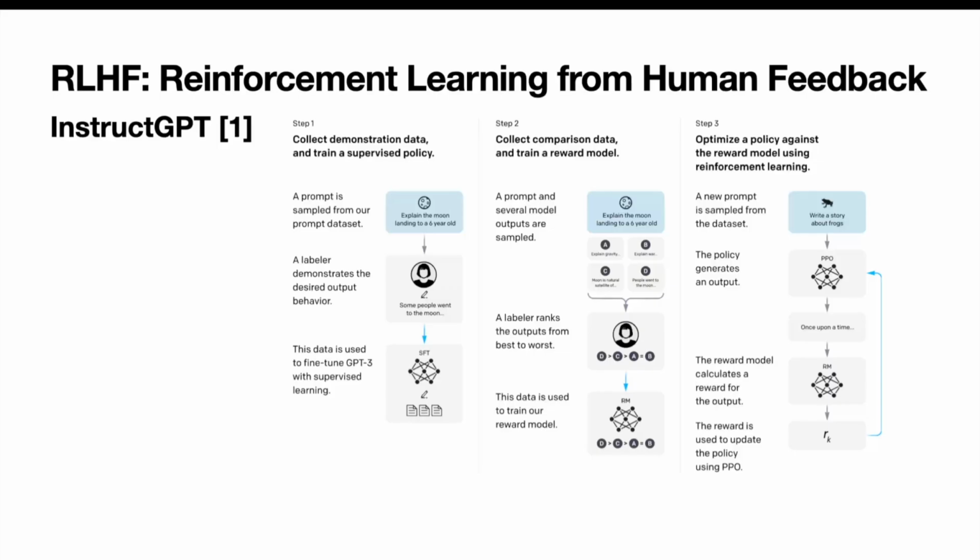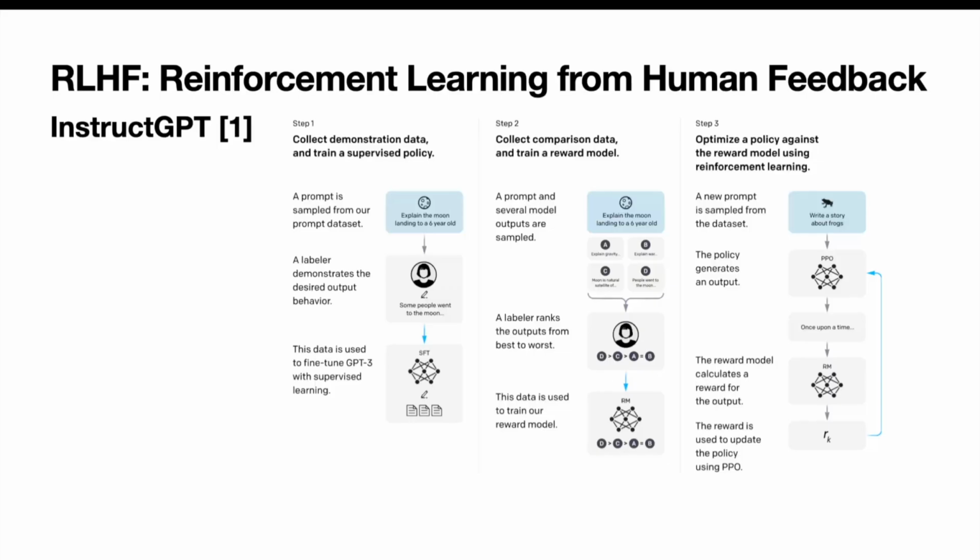The second stage is reward modeling. In this stage, we collect comparison data where humans compare different answers to the same prompt, and then we train a reward model to predict which answer is preferred.